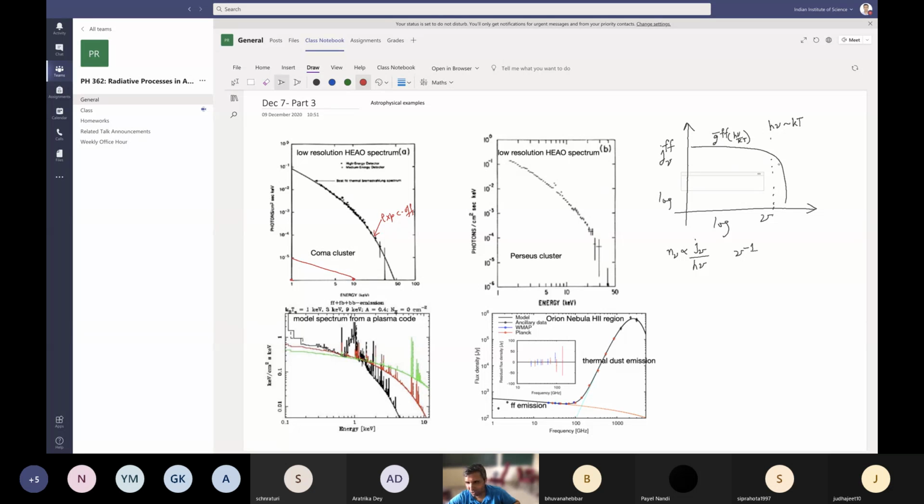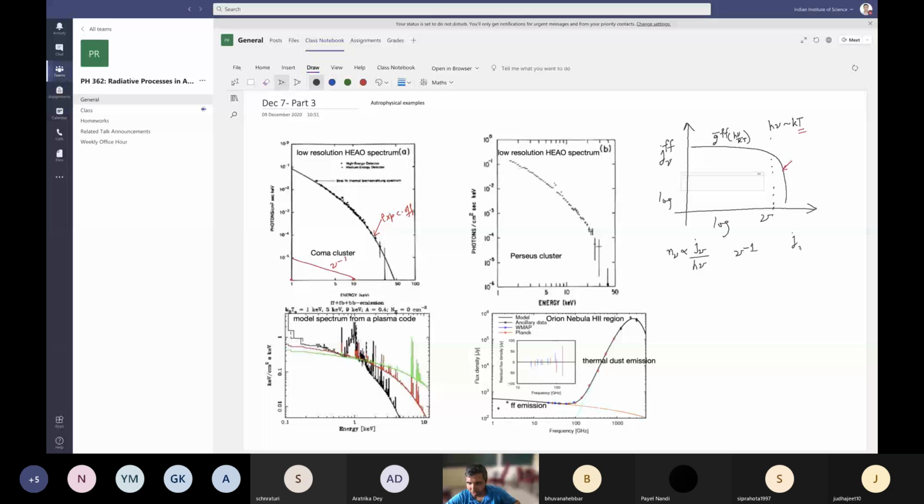I've not drawn it perfectly. This is an exponential cutoff, but it's not as steep as I have drawn it; it's somewhat shallower. So this is an exponential cutoff, but this is not perfectly nu to the -1, right? Why do you think that this can be the case? Remember, this is for a single temperature plasma. So can someone make a guess or try to figure this out for me?